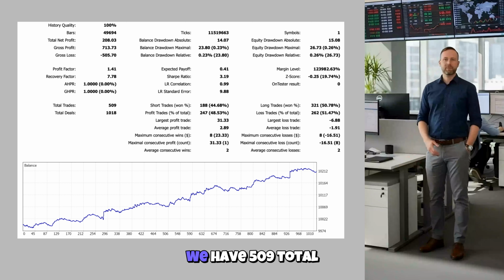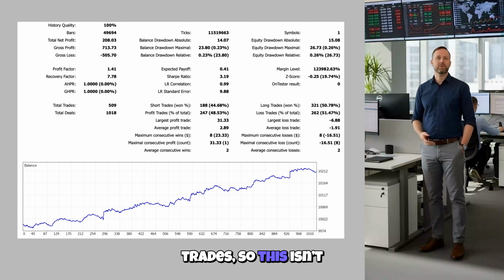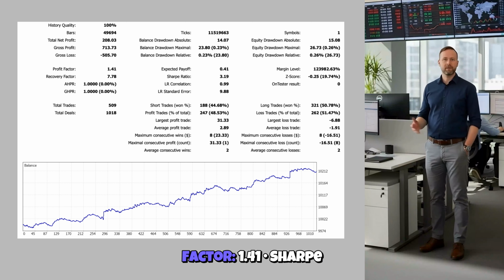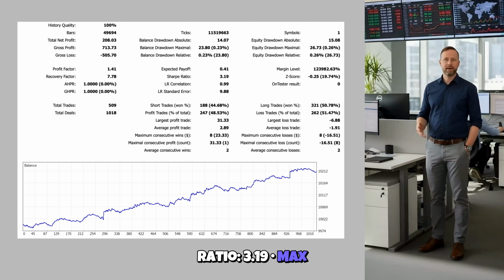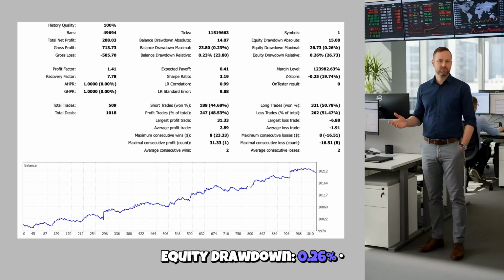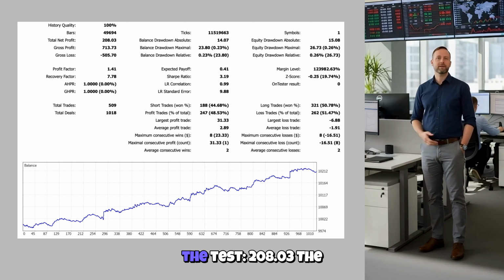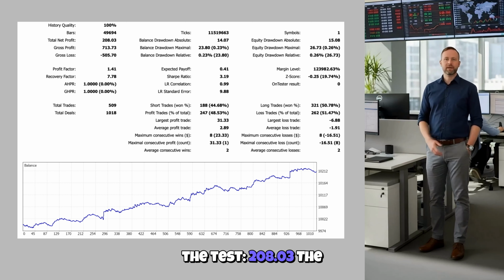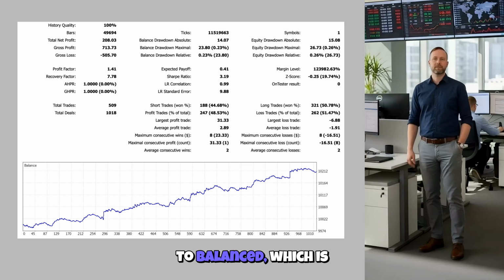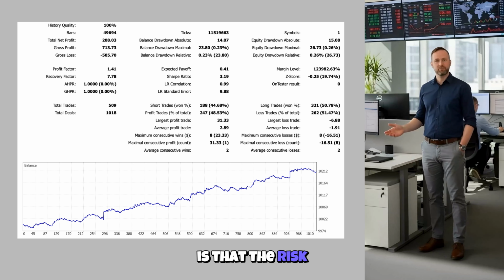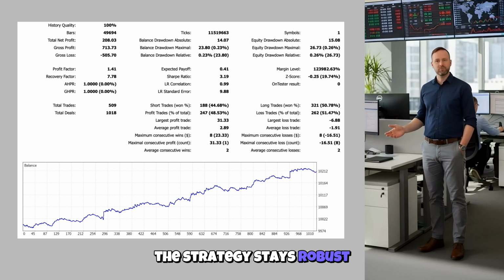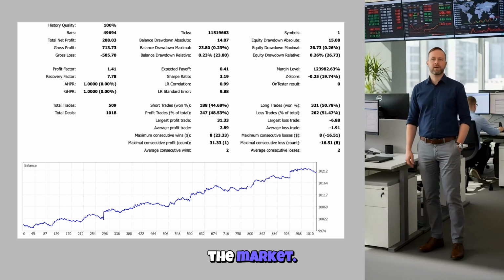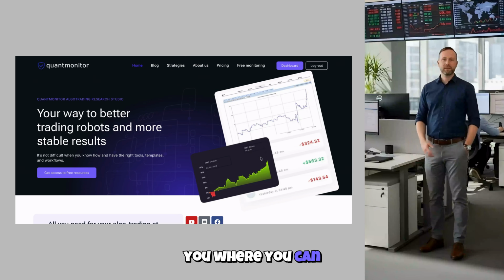Let's check the stats. We have 509 total trades, so this isn't based on a tiny sample. Key highlights: profit factor 1.41, Sharpe ratio 3.19, max equity drawdown 0.26%, total net profit in the test 208.03. The win rate is close to balanced, which is fine. What matters is that the risk is controlled, the trade distribution is healthy, and the strategy stays robust through different phases of the market. Now let me show you where you can get it.